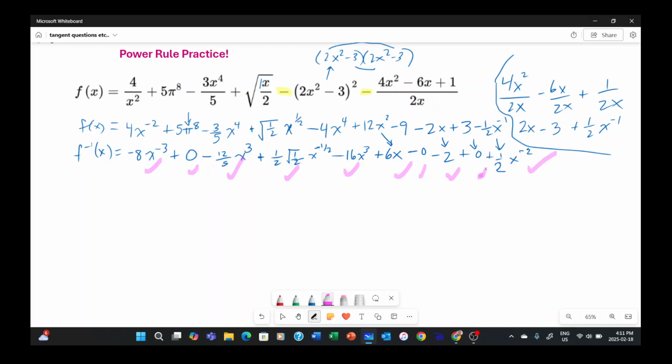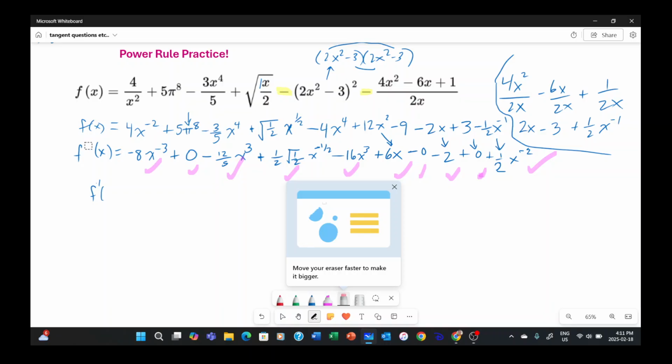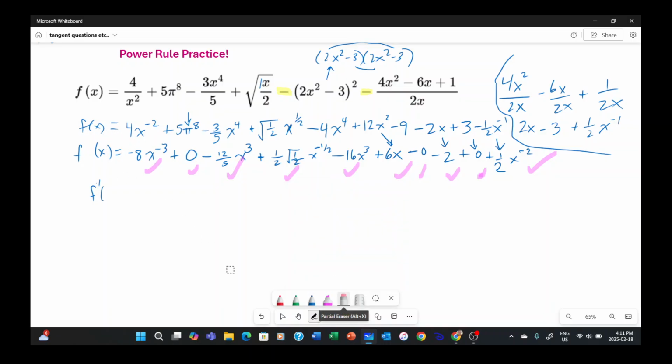Good. The only thing I would say here before I sign off is that you want to be careful. Some of you won't see it right now, but you'll definitely see it in the future. I believe I wrote F inverse there. I don't know if that was just a glitch of my pen, but that should be a prime symbol. F prime of x. And I would take anything with a negative exponent and put it back on the bottom. So 8x cubed minus 12/5 x cubed plus 1/2 root 1/2.